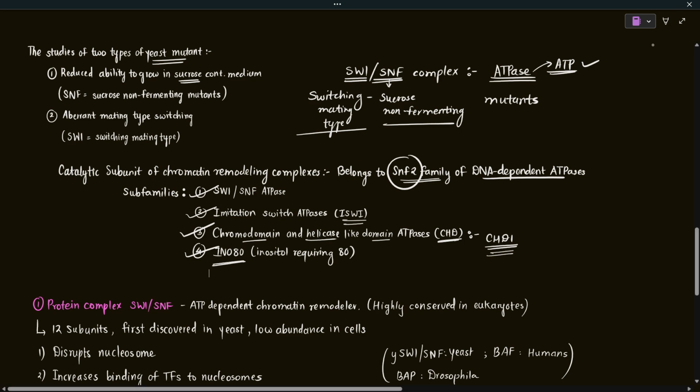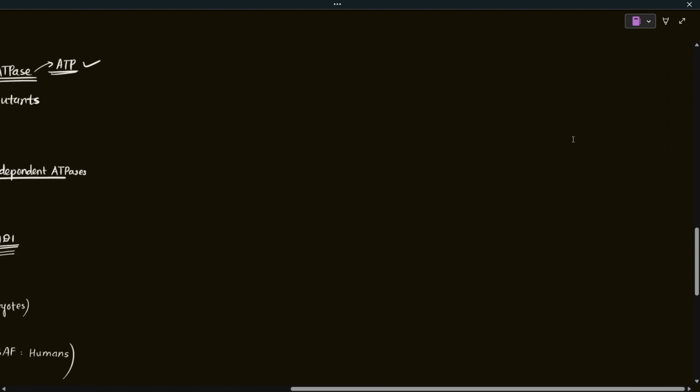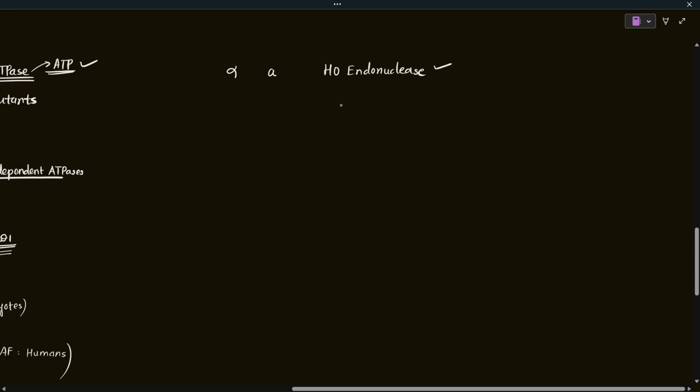What was observed is that there are two mating types in yeast, alpha and A. When the yeast has to switch those mating types, it is possible due to HO endonuclease. This is only possible in the presence of HO endonuclease. The gene encoding HO endonuclease is in a closed chromatin configuration.